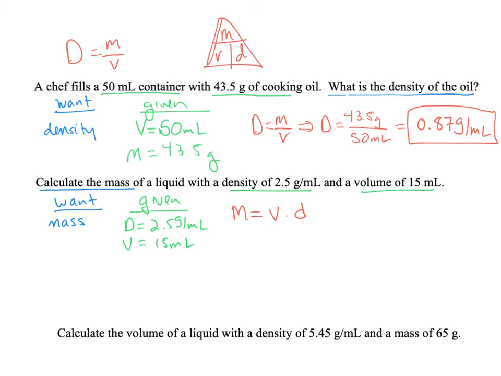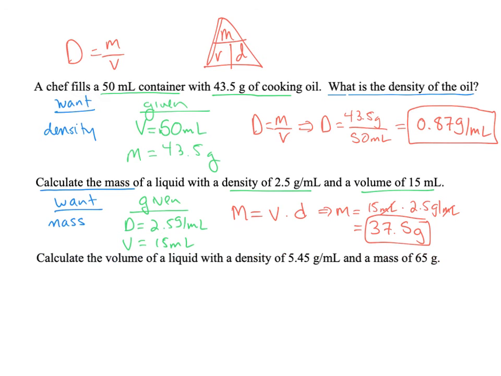Okay. So I'm going to go ahead and we're going to put numbers in now. So mass equals 15 milliliters times 2.5 grams per milliliter. Milliliters canceled out, and so I end up with an answer of 37.5 grams. Last problem. Calculate the volume of a liquid with a density of 5.45 grams per milliliter and a mass of 65 grams. So once again, we're going to ask, what do they want?